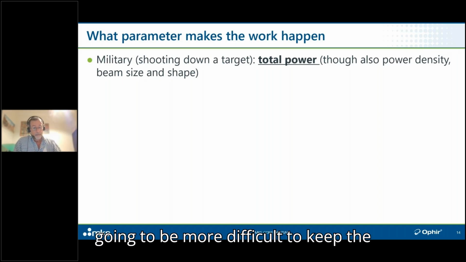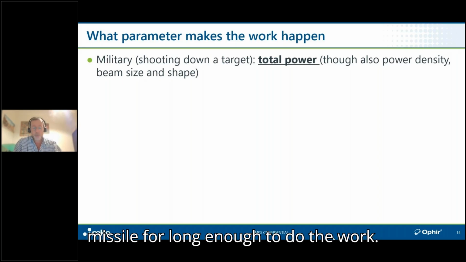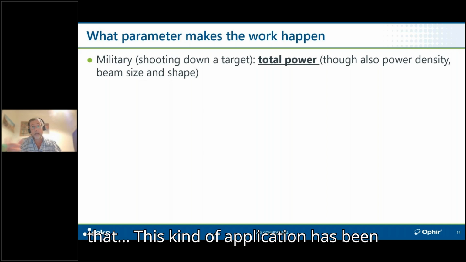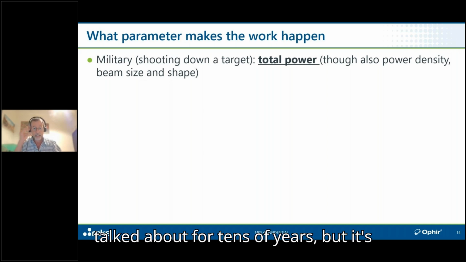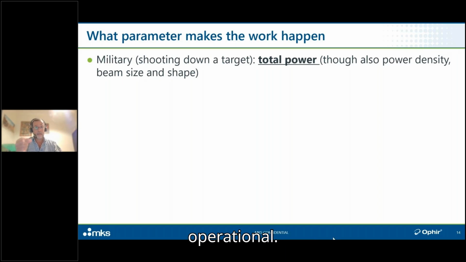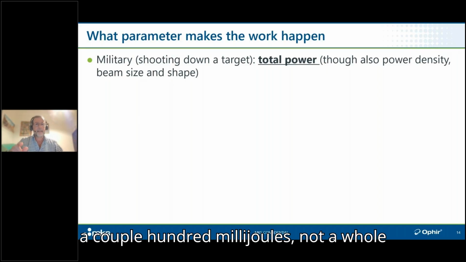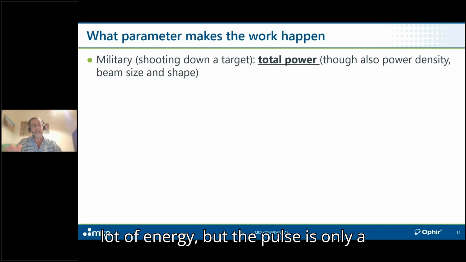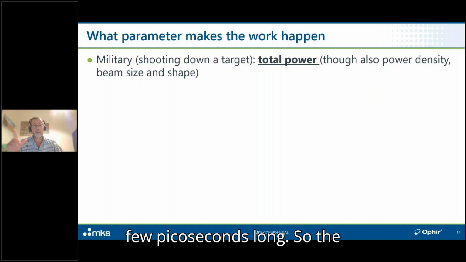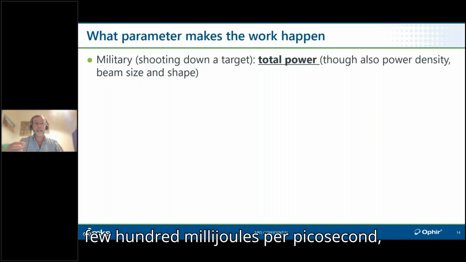There's a lot of research, by the way, being done using ultra short pulses, where a pulse might have only, let's say, a couple hundred millijoules, not a whole lot of energy, but the pulse is only a few picoseconds long. So the instantaneous power, the peak power, is a few hundred millijoules per picosecond. We're talking about extremely high instantaneous power, not average power, but instantaneous power. And there we can damage, vaporize, zap material through non-thermal mechanisms. There's all sorts of other ablation mechanisms that happen because of the extreme electric field.